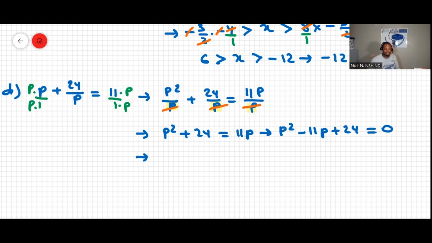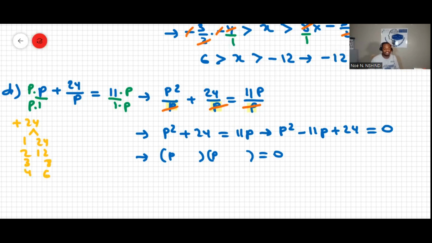Now we have a quadratic trinomial. We can just place P within the brackets equal to 0. We do that because the leading coefficient here is just 1. When you don't see the coefficient, understand it's 1. Then look at the last term, which is positive 24. So I'll write here positive 24, and then I will list all the factors of 24, preferably in ascending order: 1 and 24, 2 and 12, 3 and 8, 4 and 6.